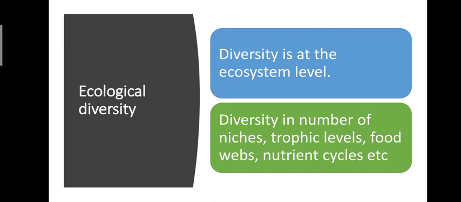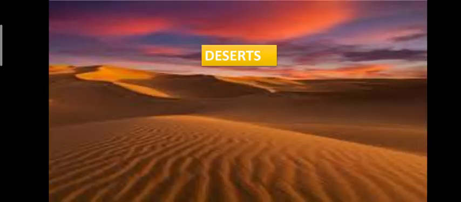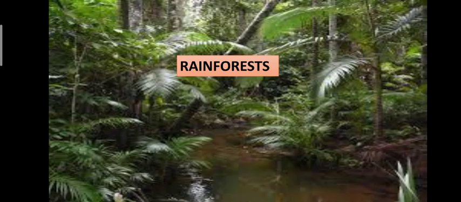Okay, coming to some examples of ecological diversity: deserts. We know that deserts are barren areas where there is little precipitation, where there is no rainfall or the water content is comparatively less. This is one example of ecological diversity. The second example is rainforests. Rainforests are dense forests, very rich in biodiversity, where there is heavy rainfall.